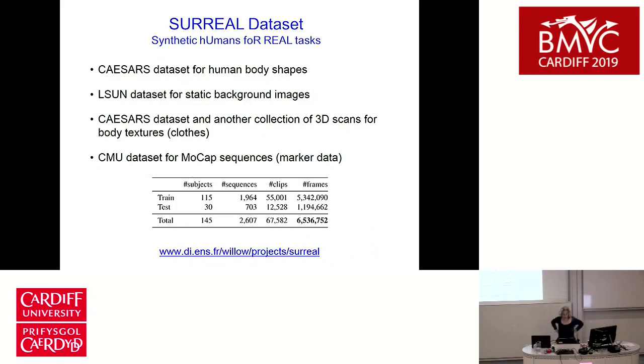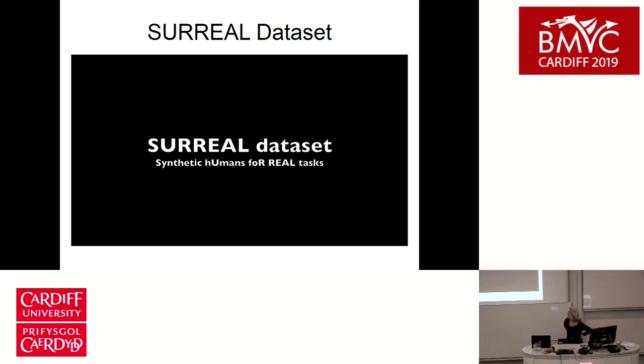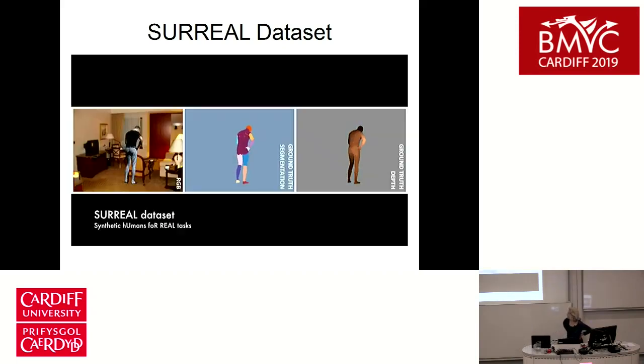And in a bit more detail, we have the CAESAR data set for human body shape. It's a data set of human bodies which were captured in a scan room. We use, for now, static images as background, from the LSUN data set. Then the CMU data set for mocap sequences, and then we can generate this very large set of training and test clips.